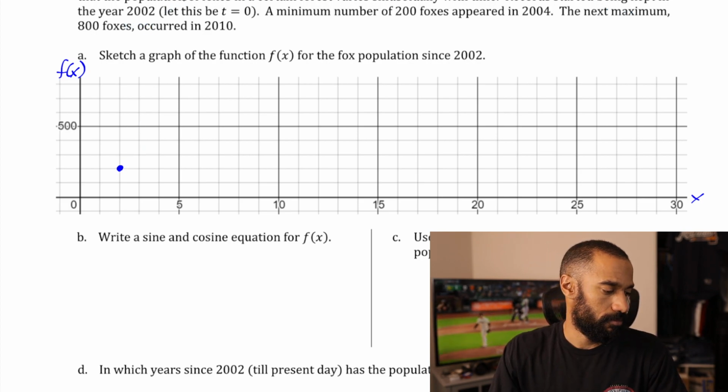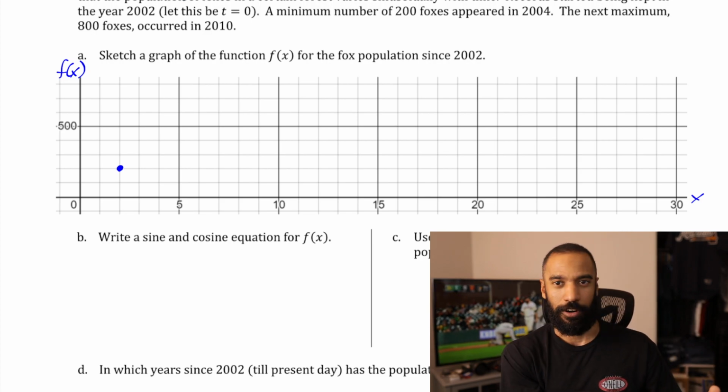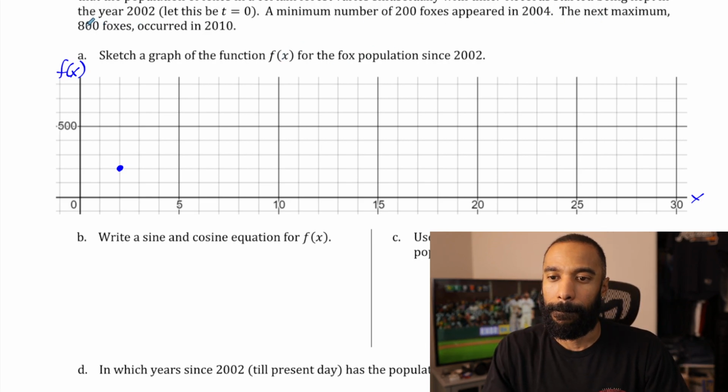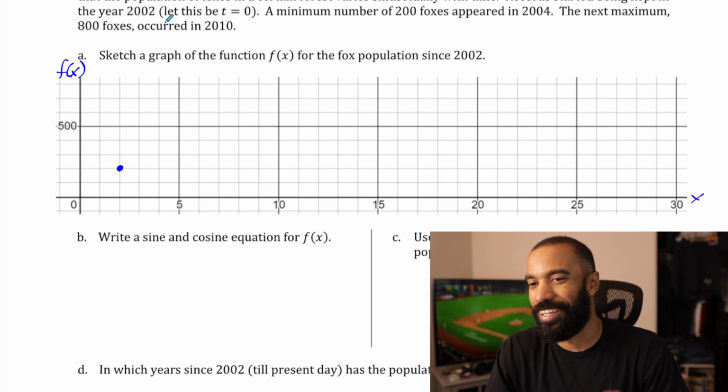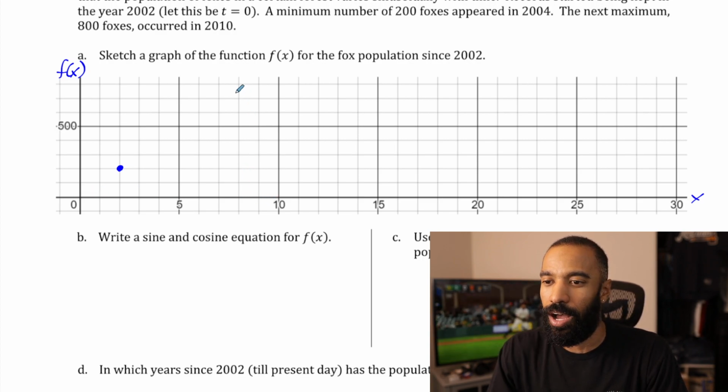800 fox... Now I just swore. 800 fox. 800 foxes. Great. Now I'm demonetized. 800 foxes occurred in 2010, which is 8 years from 2002, which is up here. So 800, I believe, is also right there.